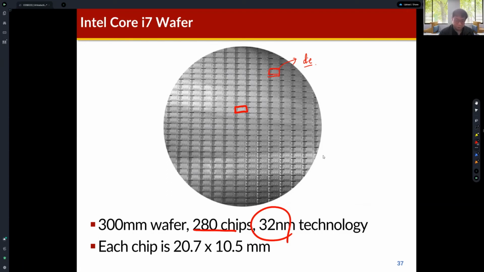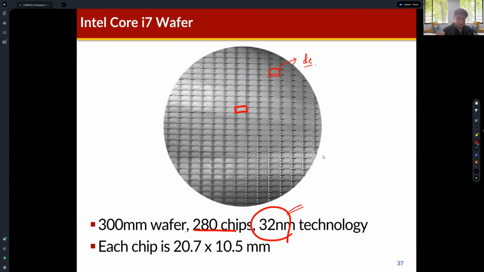The number of dies on a single wafer is determined by the area of a single die. This is a 300 millimeter wafer, and there are about 280 chips. And what is the technology node? Technology node means the width of the channel length in the CMOS transistors. If this technology node number is small, that means the size of the transistor is also small.